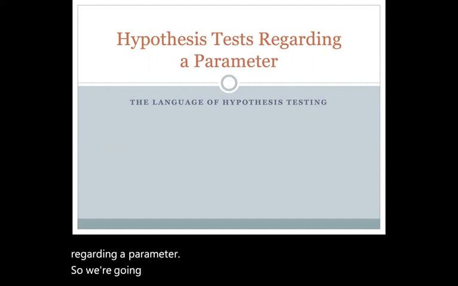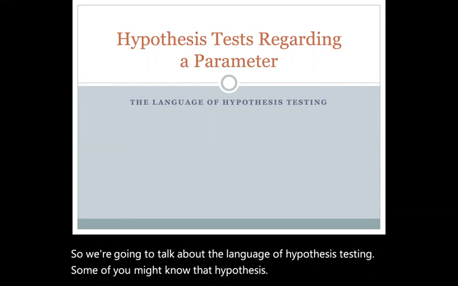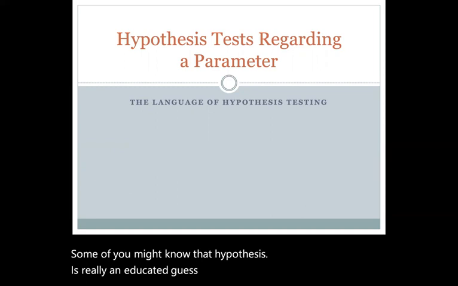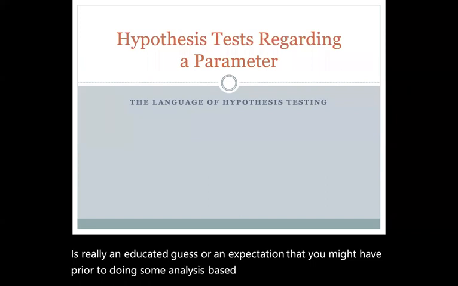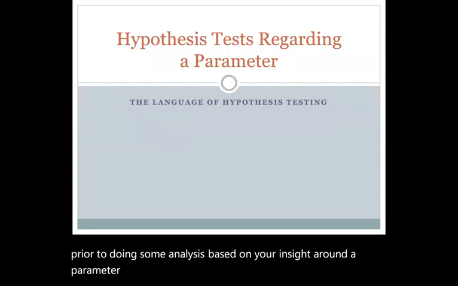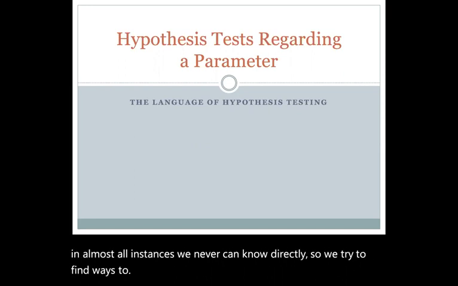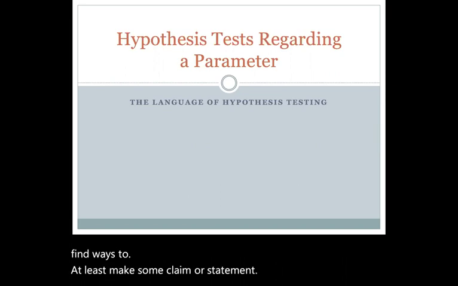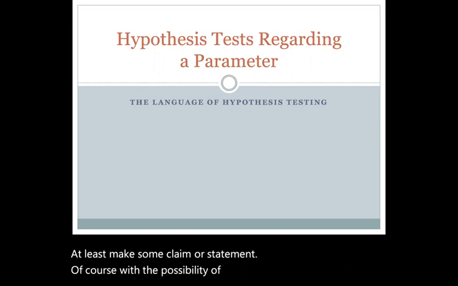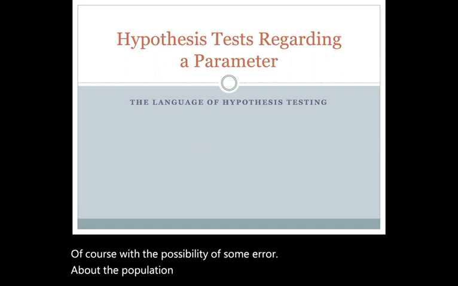So we're going to talk about the language of hypothesis testing. Some of you might know that a hypothesis is really an educated guess or an expectation that you might have prior to doing some analysis, based on your insight around a parameter. So again, the parameter is a population value, which in almost all instances we never can know directly. So we try to find ways to at least make some claim or statement, of course, with the possibility of some error, about the population parameter by using what we know about samples and statistics.